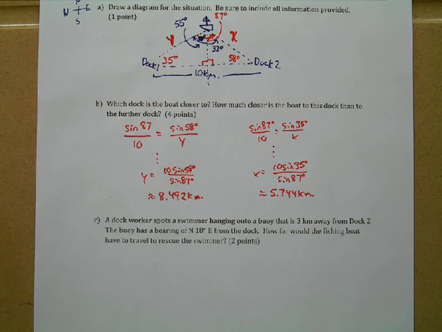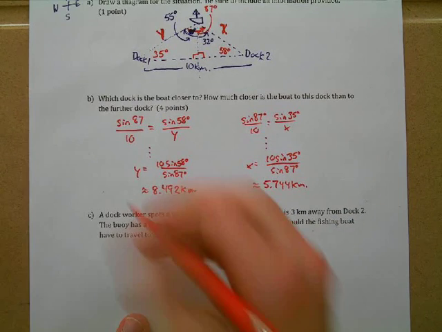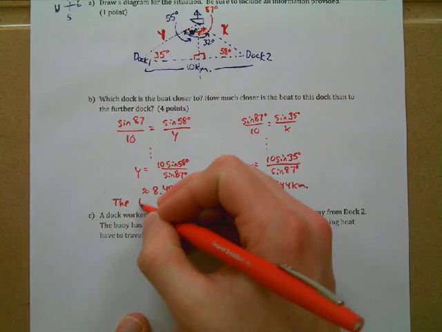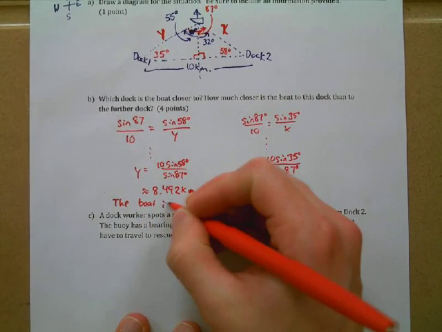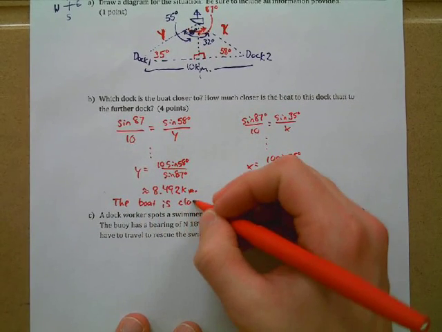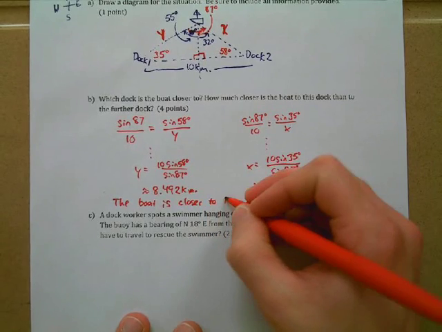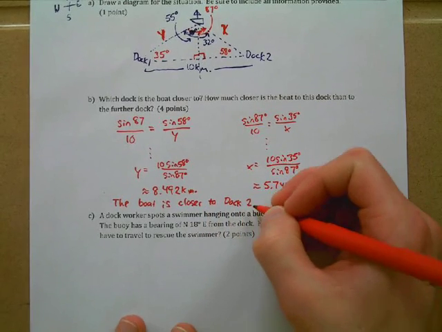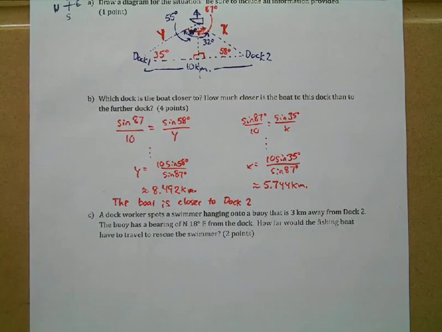Have I finished answering the question, though, by saying that? No, because the question is not just which dock is the boat closer to, it's also how much closer. So how can I figure that out? How can I figure out how much closer the boat is to dock 2 than it is to dock 1? What can we do?